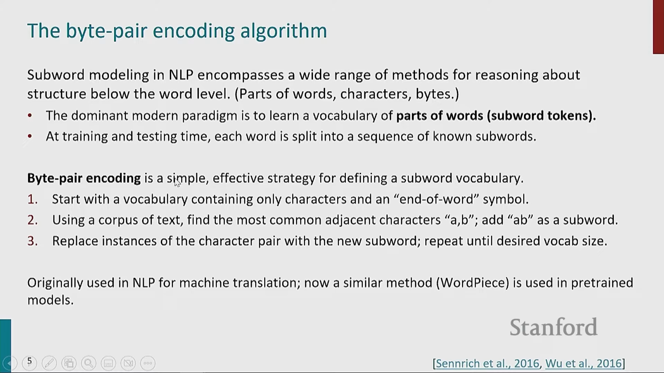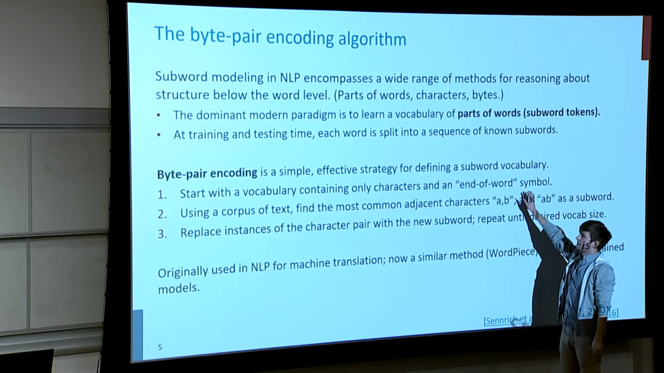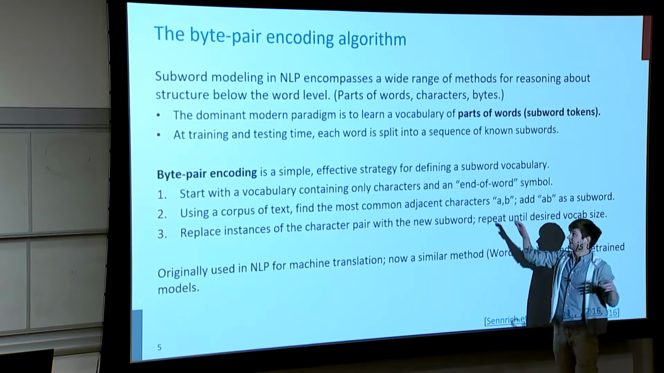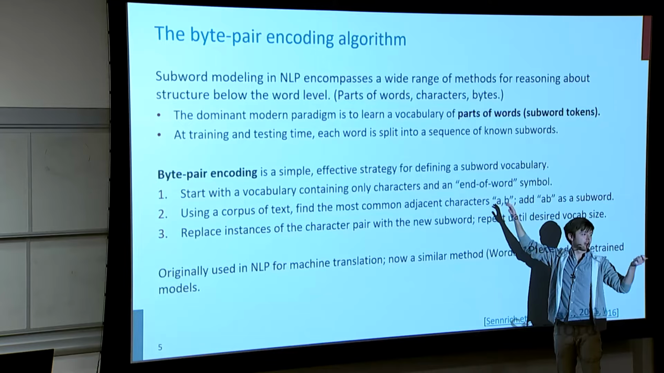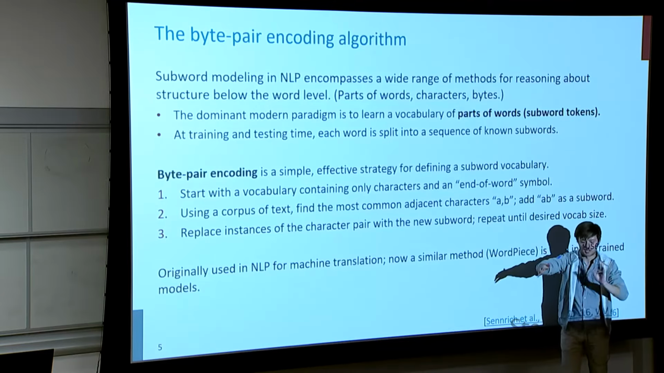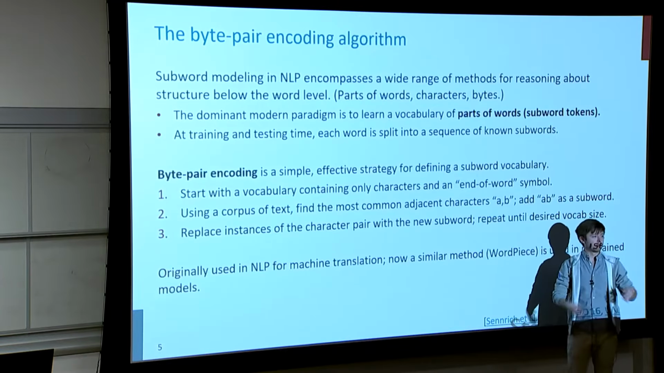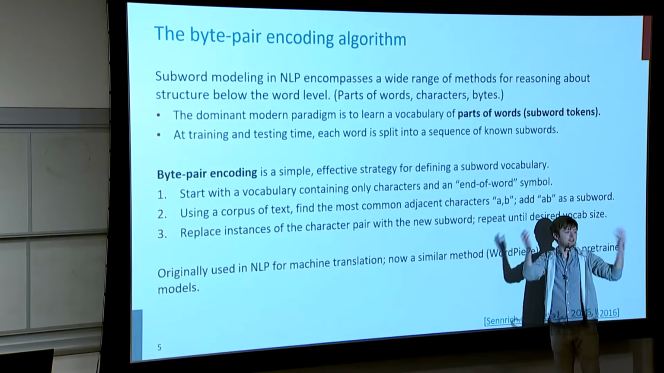And so there's a simple algorithm for this where you start with all characters, right? So if I only had a vocabulary of all characters and maybe an end of word symbol for a finite data set, then no matter what word I saw in the future, as long as I had seen all possible characters, I could take the word and say, I don't know what this word is, I'm going to split it into all of its individual characters. So you won't have this unk problem. You can represent any word.